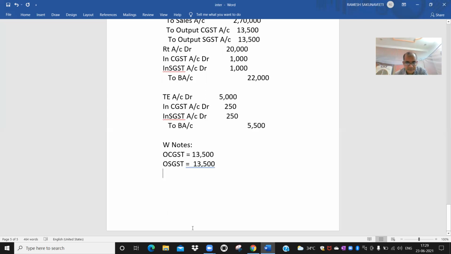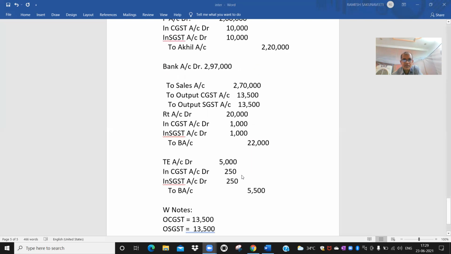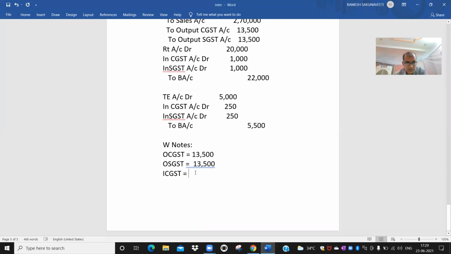Is there any doubt? No, sir. So input CGST is equal to how much? You have to add all of this: 10,000 plus 1,000 plus 250, which means 11,250. Am I correct? Yes, sir. Similarly, input SGST is equal to 11,250.